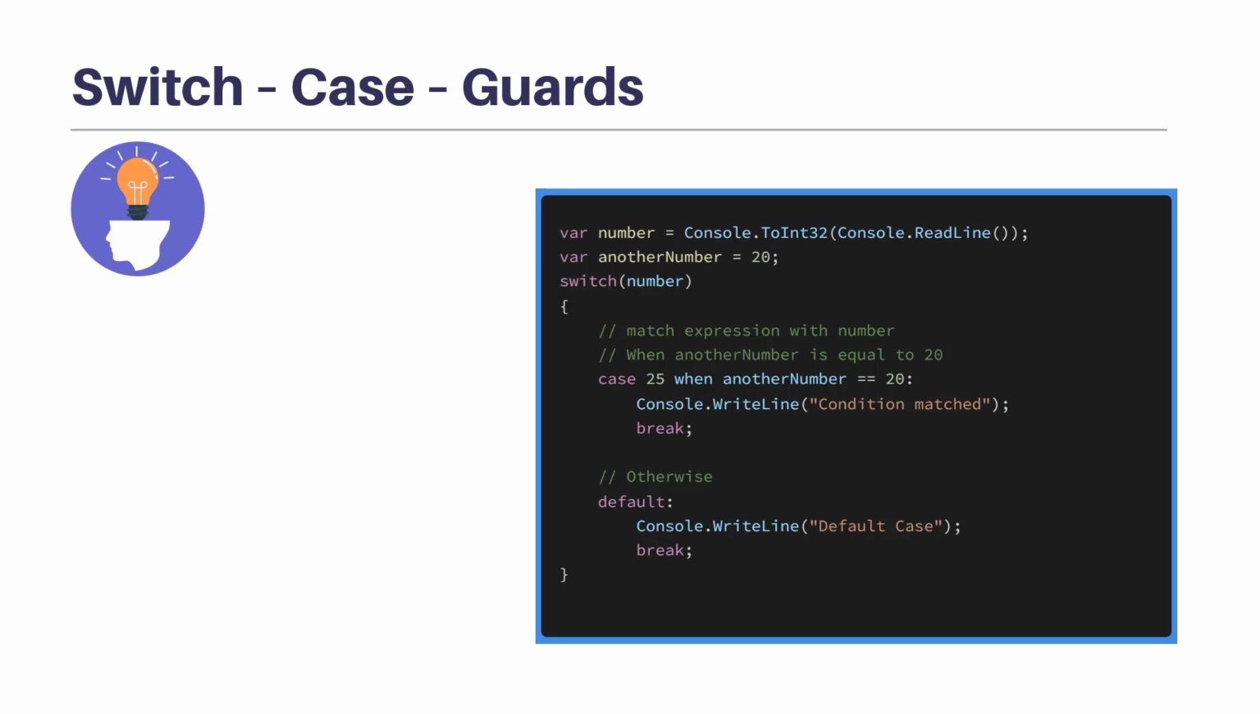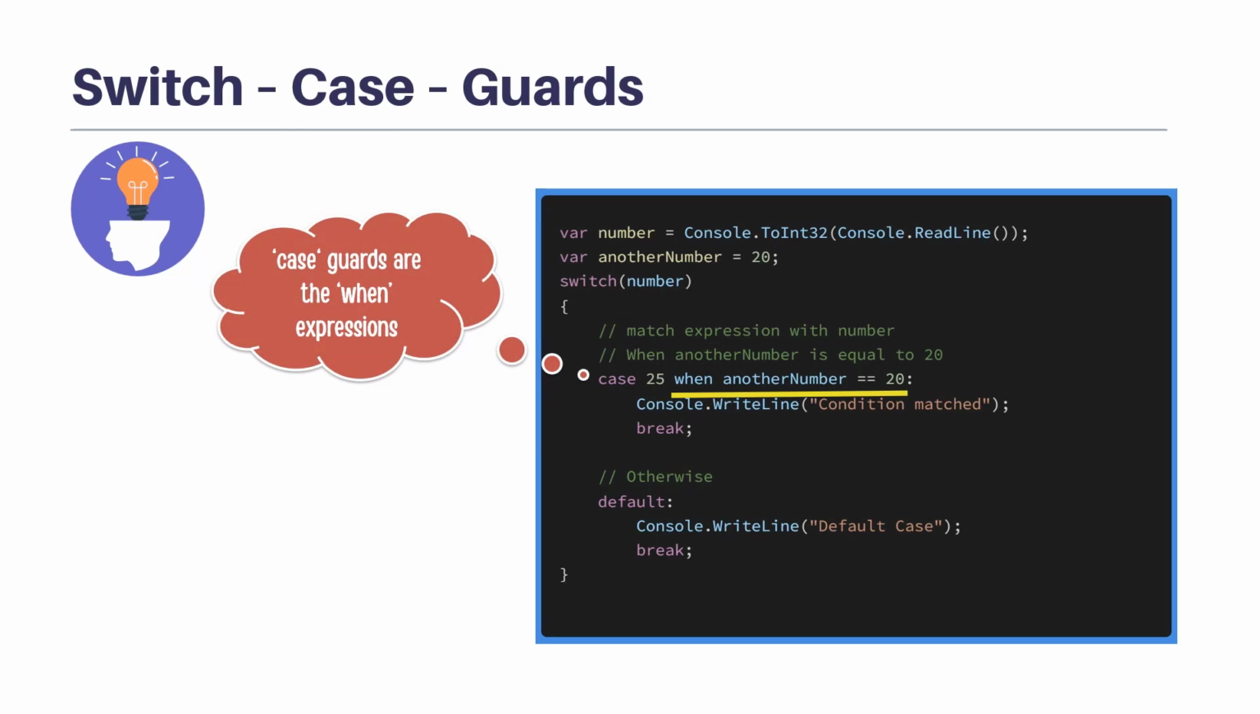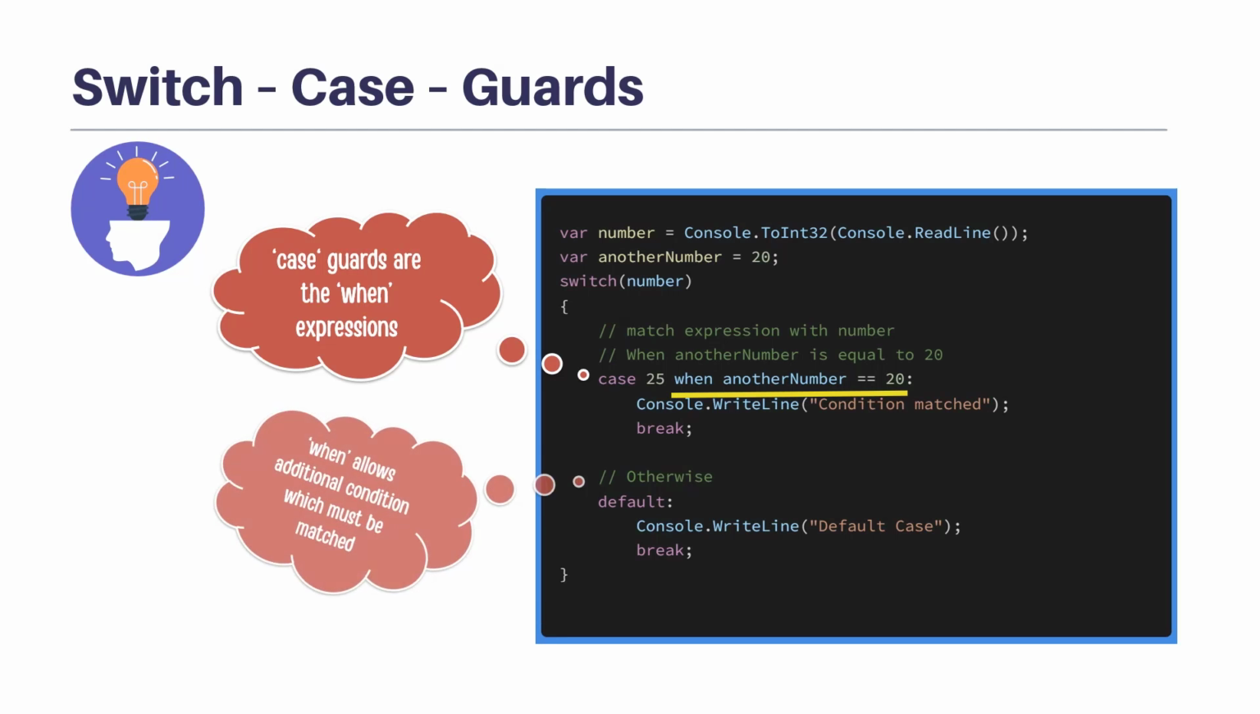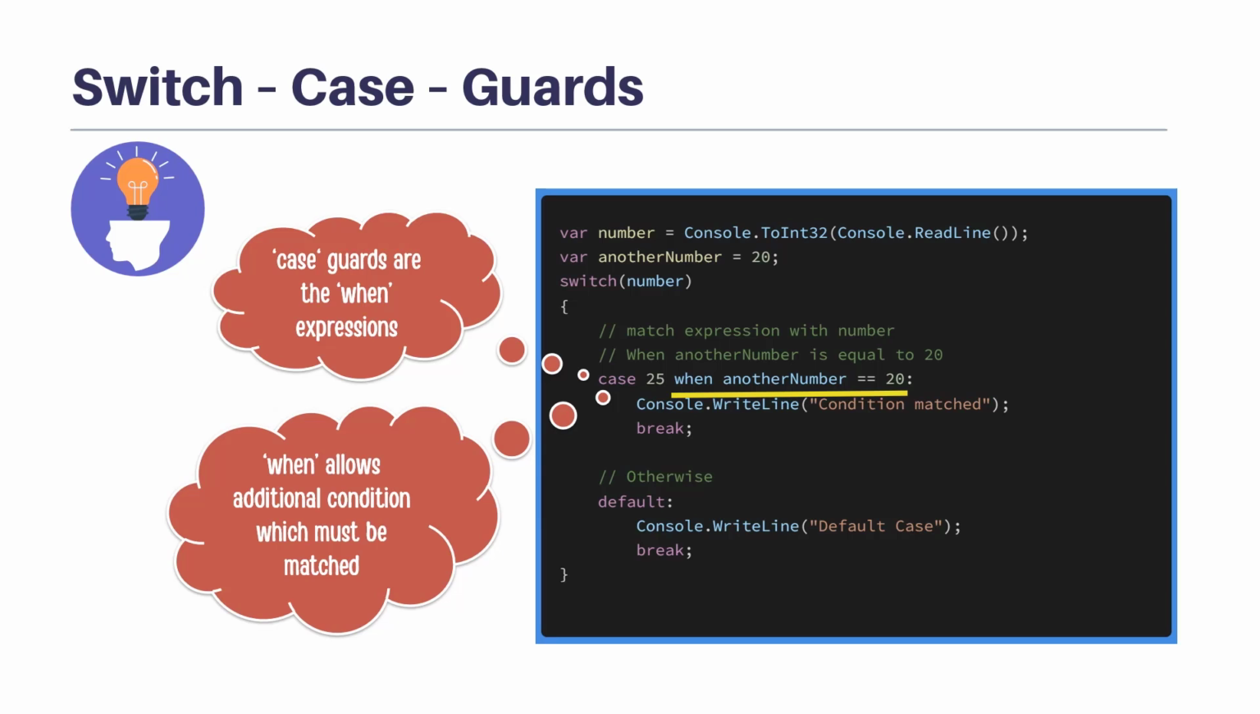If we look at the sample code shown here, the case has a guard specified. The case block would be executed only if the value in the number variable is equal to 25 and the value in another number variable is equal to 20. Here, the condition specified using another number variable is the case guard for this particular case.